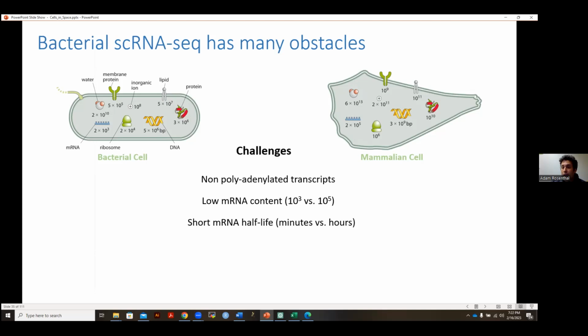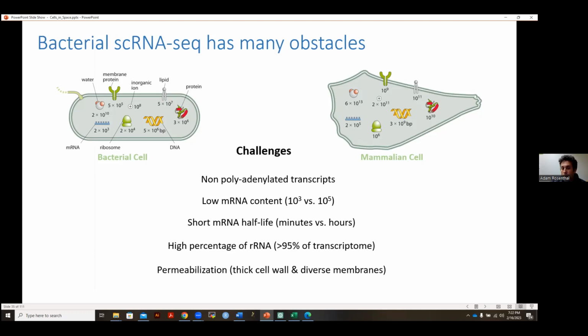The mRNA half-life in mammalian cells can be 10 hours. In bacteria, your mRNA will degrade in 2 minutes or 5 minutes. And so you have a very short half-life. You have to do something about that. The ribosomal RNA is about 95% of all your transcripts. And so if you just try to sequence, all you're going to get back is ribosomes. And the final thing is that these bacterial cells have a cell wall. And so within that drop, the next thing that happens is that the cell has to lyse so that you can actually do your molecular biology on it. Well, if you have a really thick cell wall, it's going to be very hard to lyse those cells.